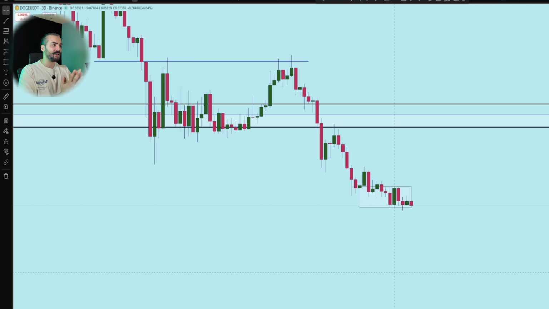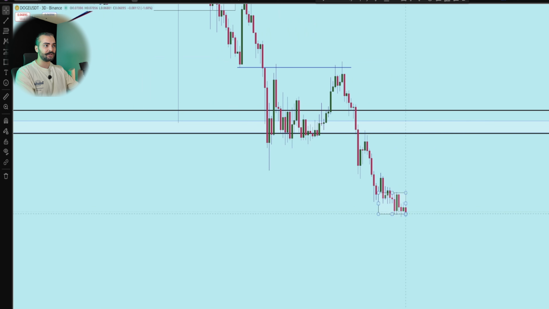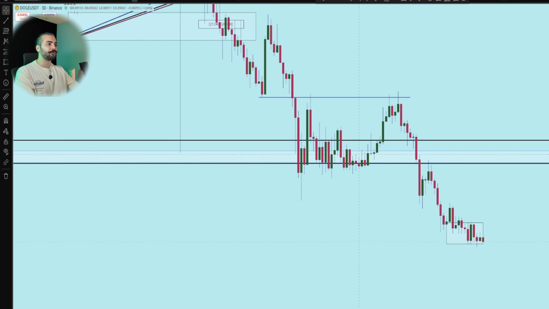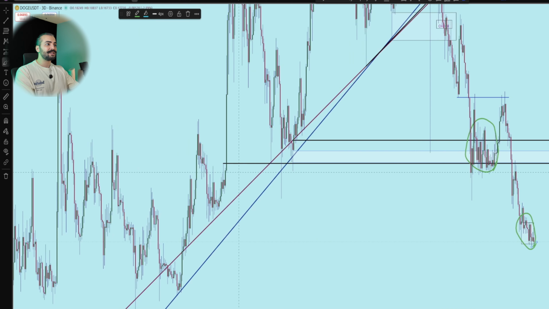It's just ranging here. What it means is that there's a good chance this may turn into a nice accumulation zone. All right, we've had this before. We've had this accumulation zone here. We've had this here. We've had this accumulation zone. We've had this here. We're also having it here. We've had this multiple times.